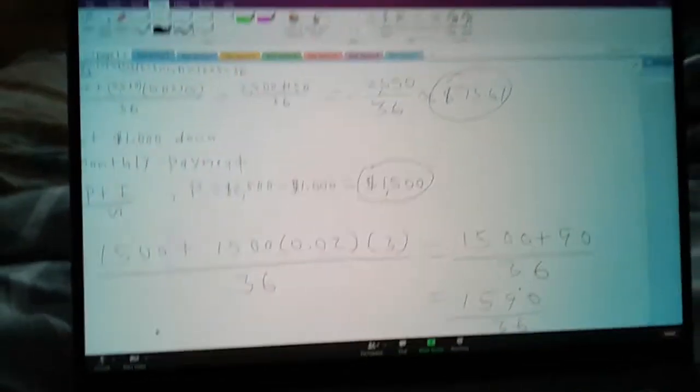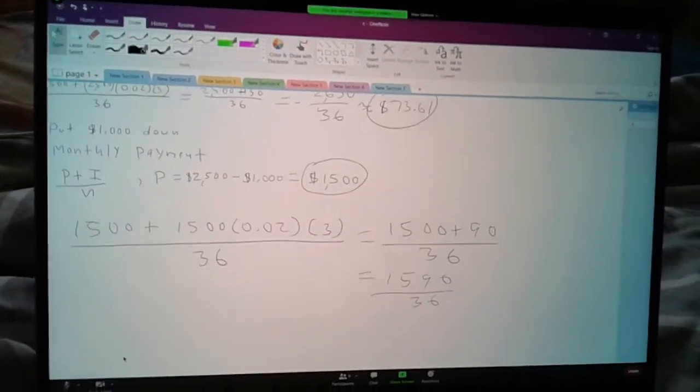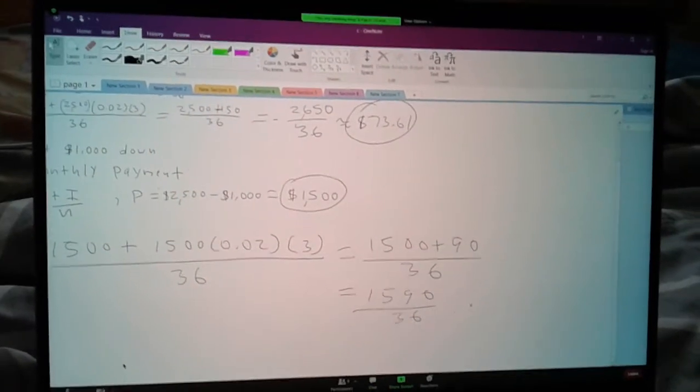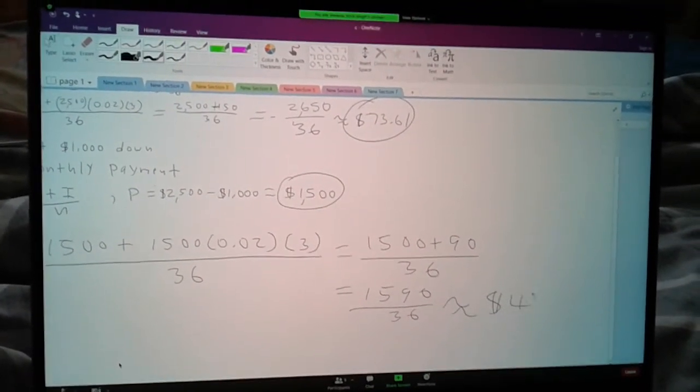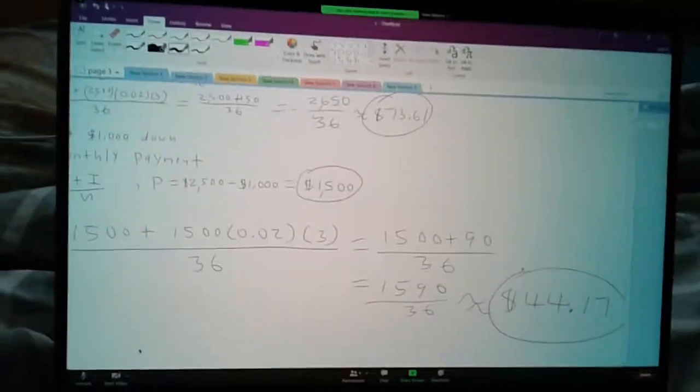So you get 1,590 over 36 if you do all the math. So it comes out to $44.17 approximately per month.